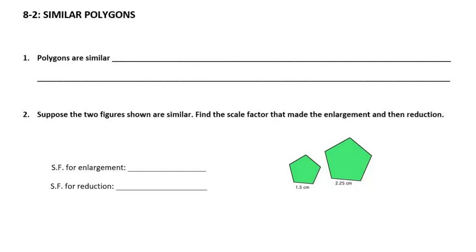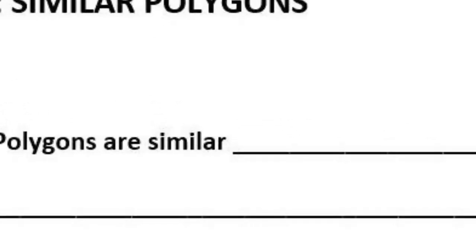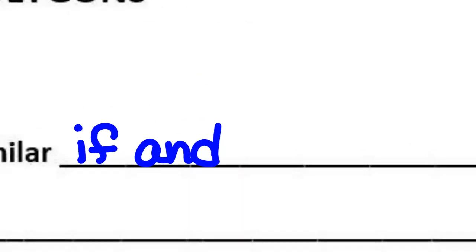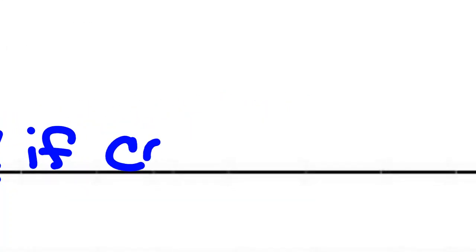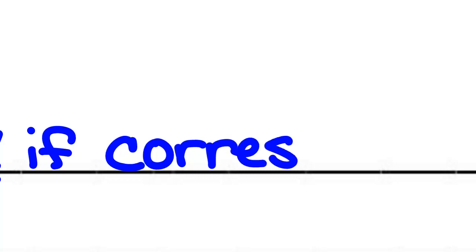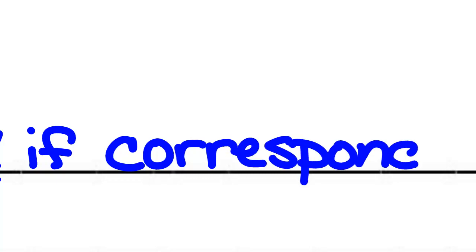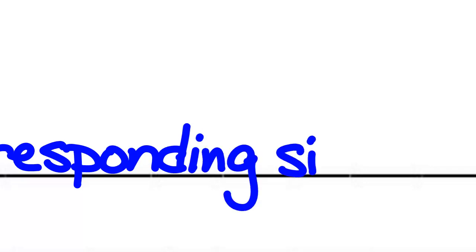So we're going to start off with a definition. Polygons are similar if and only if. When I say if and only if, that means that everything that comes after it has to be true. If some parts are true and other parts are false, then they're not similar figures. There are two criteria to be similar figures. Corresponding sides have to be proportional.